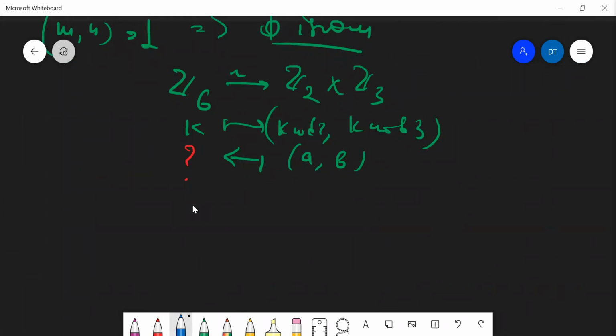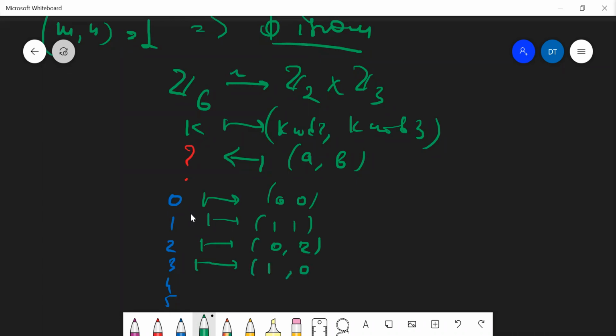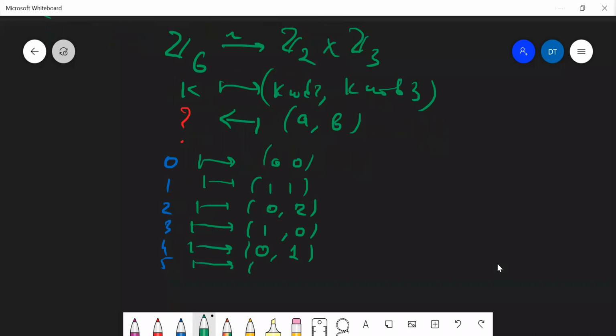So you may use just brute force. Let's write all the elements on the left: 0, 1, 2, 3, 4, 5. These are all the elements. And let's compute their images. Well, 0 goes to (0, 0), 1 goes to (1, 1), 2 goes to (0, 2), then 3 goes to (1, 0), 4 goes to (0, 1), and 5 goes to (1, 2).